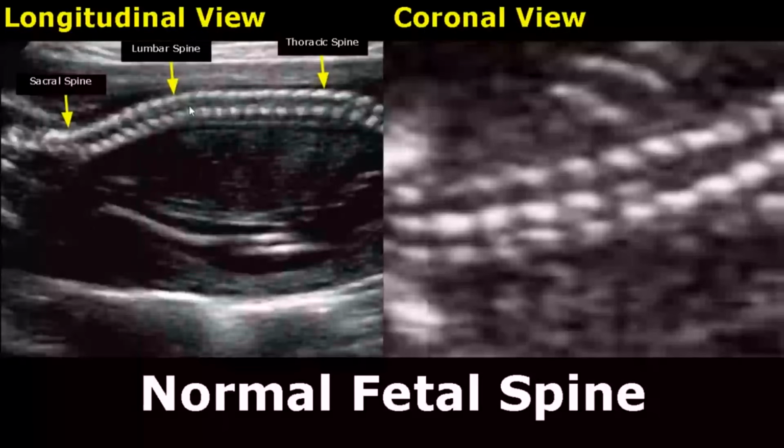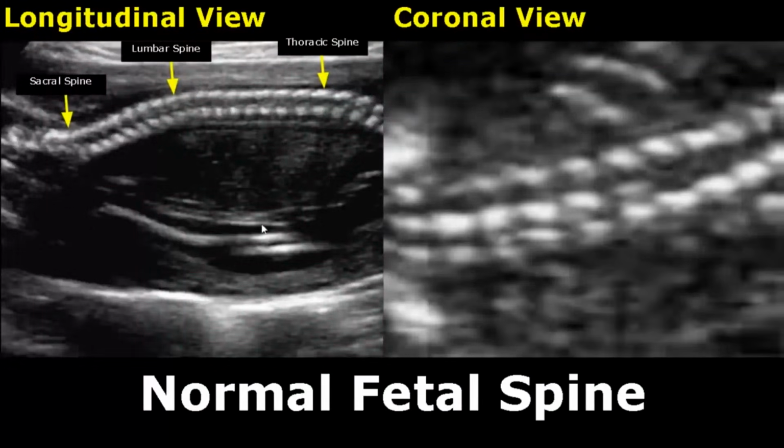Today we will study fetal spine ultrasound. Here are longitudinal and coronal views of the normal fetal spine. It is hyperechoic. It has a normal S-shaped curvature. Here is the thoracic spine, followed by the lumbar spine and the fused sacral spine.